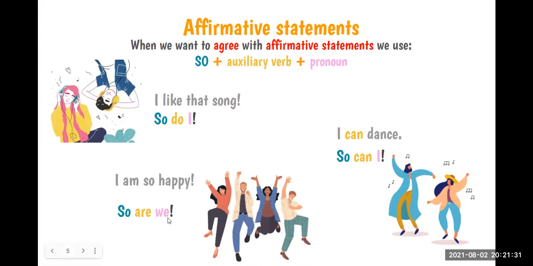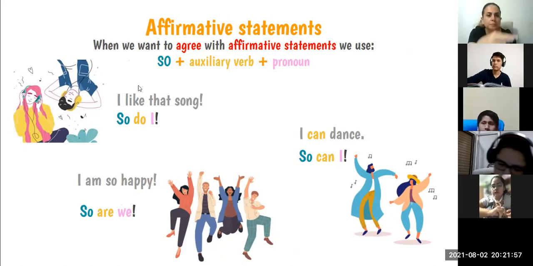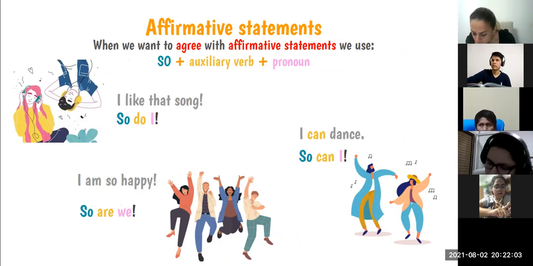Also, so are we, because there are a lot of people, right? So if you can see, we use the verb to be, because here we have a verb to be. And we use a pronoun, okay? According to the people or the person who is speaking. Any questions about these affirmative statements? Remember, when you don't have an auxiliary verb, you need to pay attention to the tense of the statement, and you have to use the auxiliary verb that we use for this statement, okay?